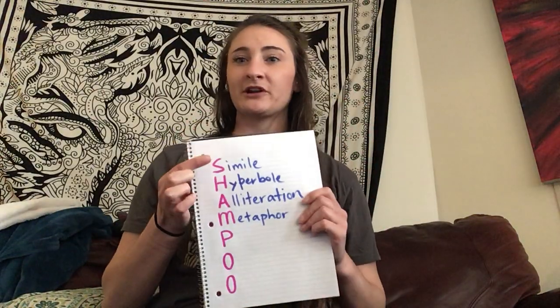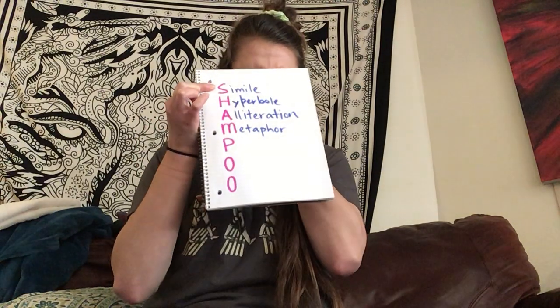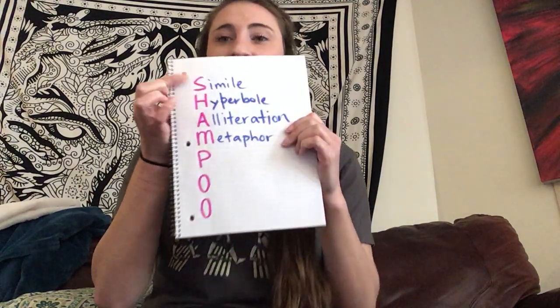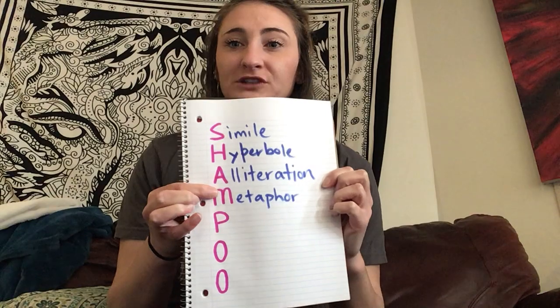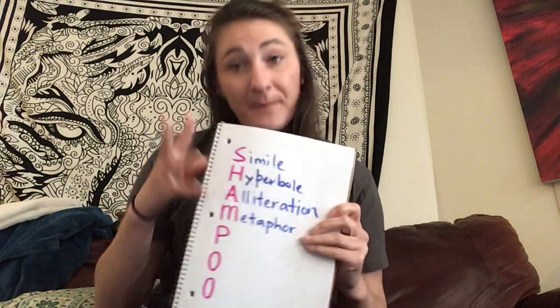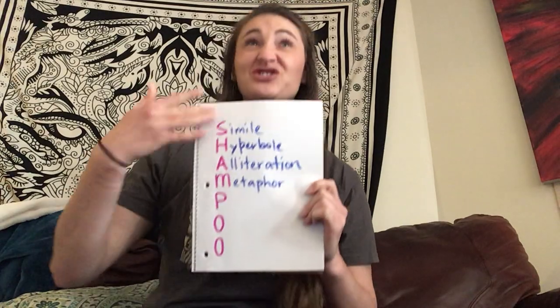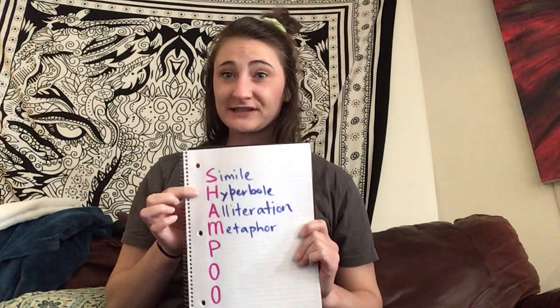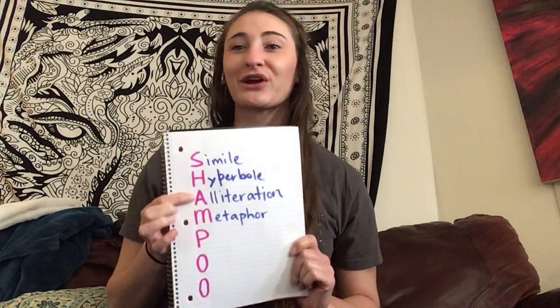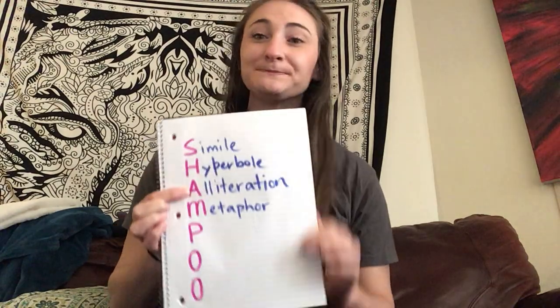And so far what we've learned about is similes and metaphors, which are two different ways that you can compare two things. We learned yesterday about hyperboles, which is an extreme over-exaggeration. And today we're going to learn about alliteration.